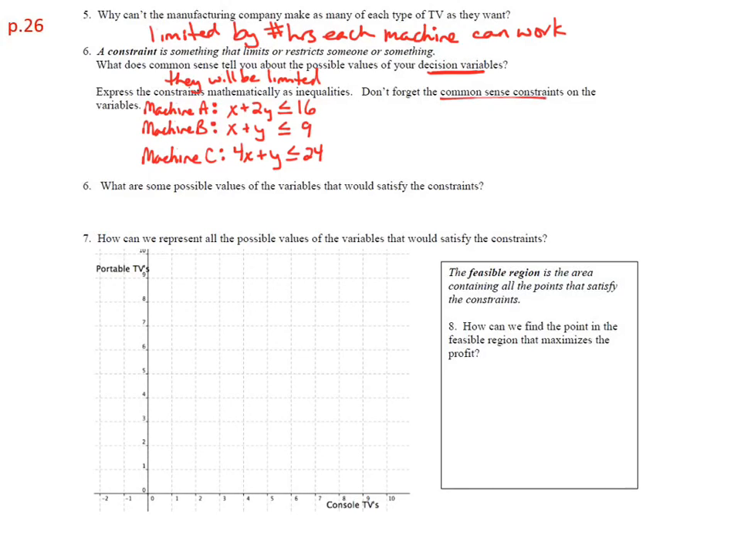Now remember those common sense constraints that we mentioned. If we're talking about the number of console TVs and the number of portable TVs, we cannot have a negative number of TVs. It doesn't make sense. So common sense would tell us we want to include x is greater than or equal to 0. Remember that's our number of console TVs. And then y also has to be greater than or equal to 0. That's the number of portable TVs.